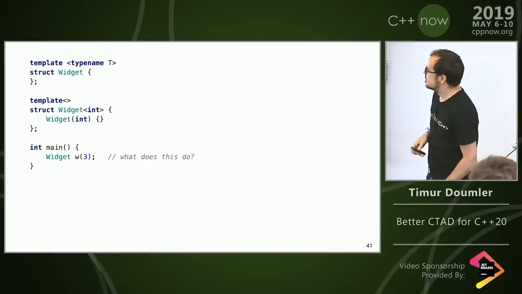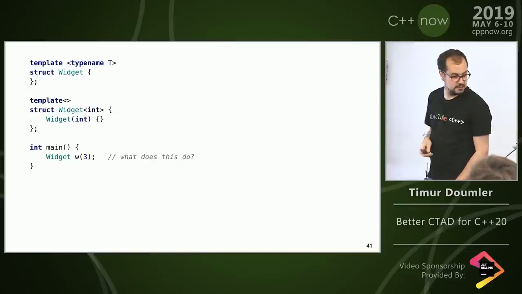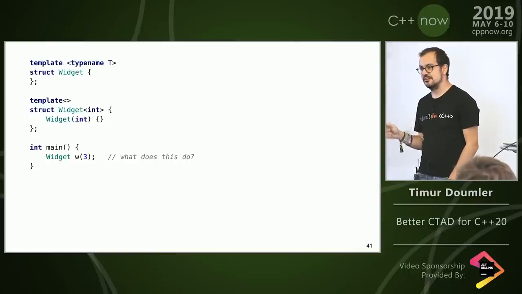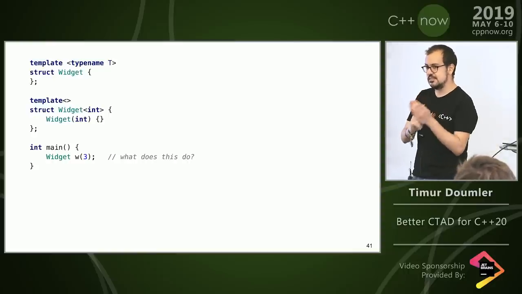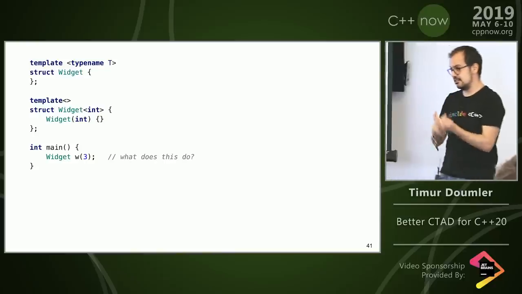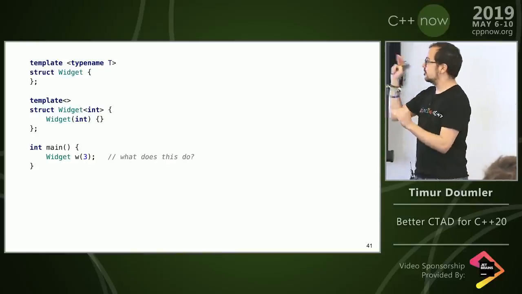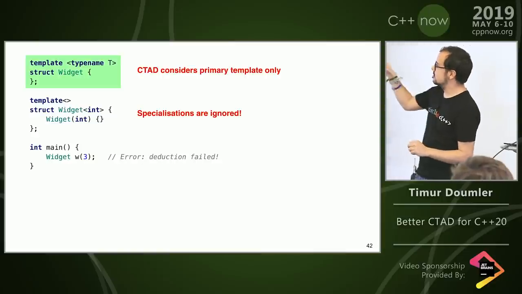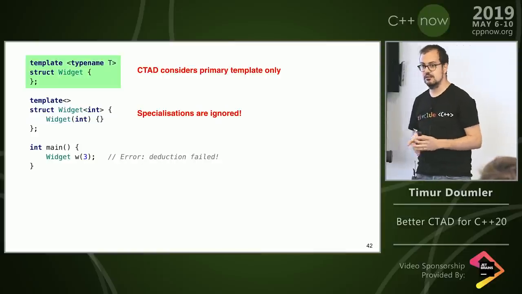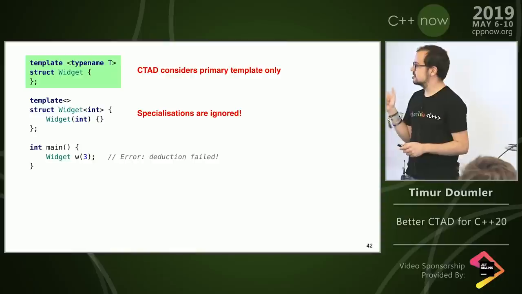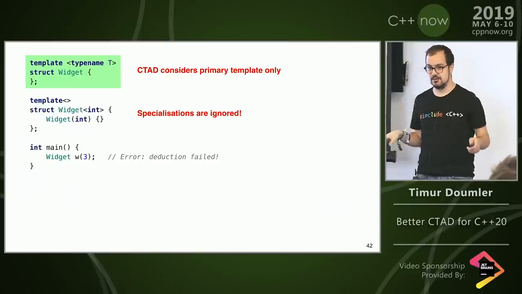All right, here's another example. What does this do? So this is the next really important thing to remember. First important thing to remember, you only get CTAD if you don't have angle brackets. Second thing to remember is the actual initialization is a separate step. The third thing to remember, CTAD only considers the primary template. So these are the three really important things. CTAD never looks at any specialization. It just completely ignores them.